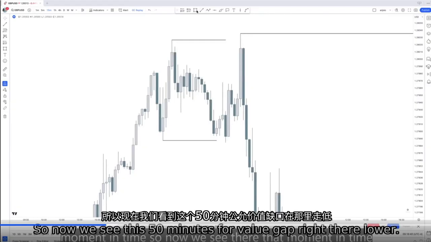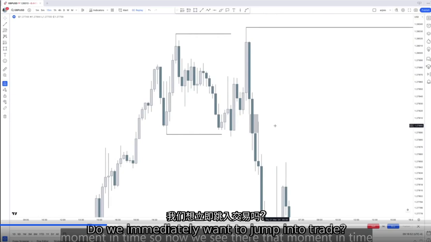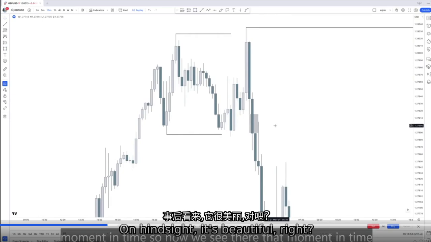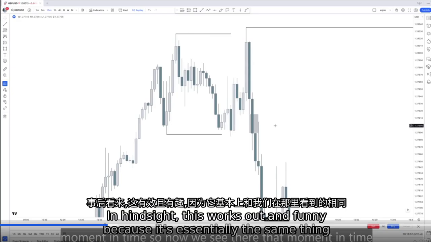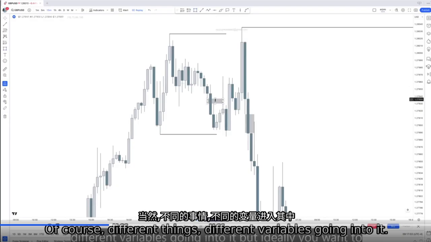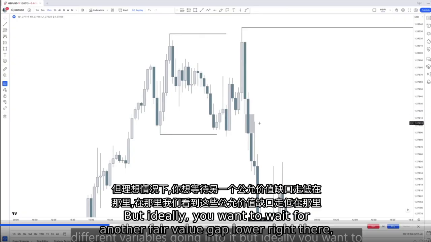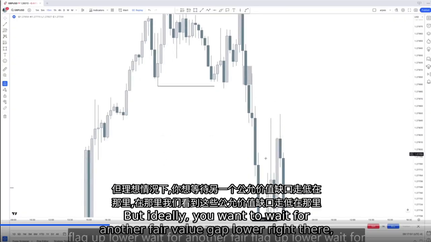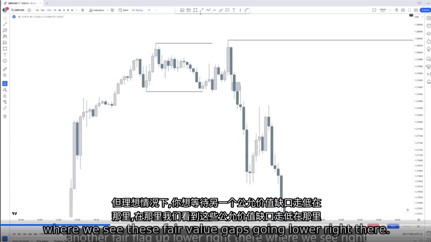So now we see this 15-minute value gap right there lower. Do you immediately want to jump into a trade? Well, in hindsight, it's beautiful, right? In hindsight, this works out. And funny because it's essentially the same thing that we saw right there. Of course, different things, different variables going into it. But ideally, you want to wait for another fair value gap lower right there, where we see these fair value gaps going lower right there.